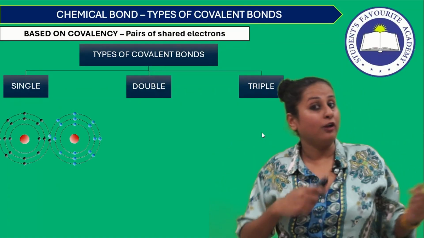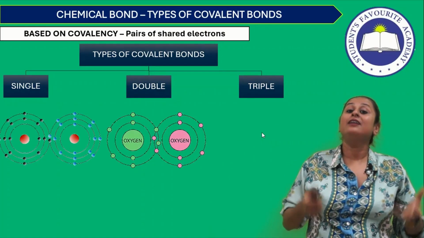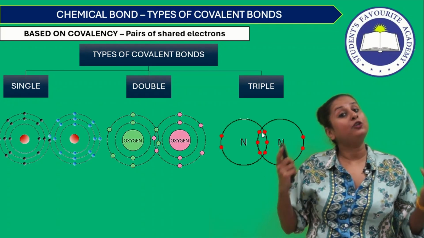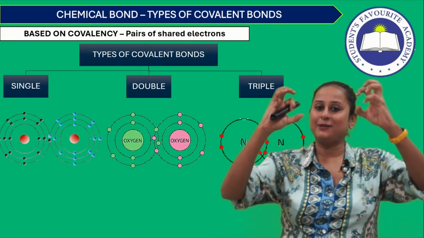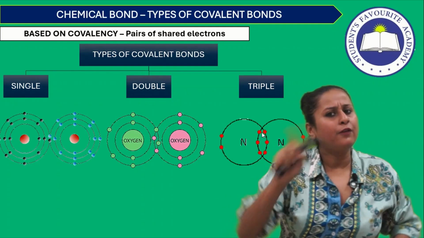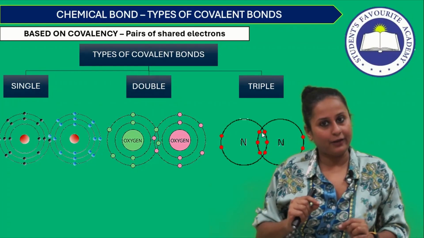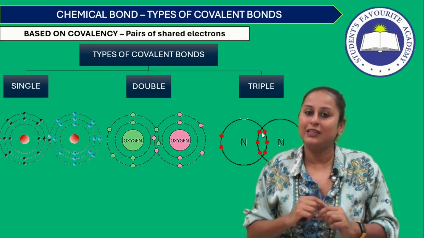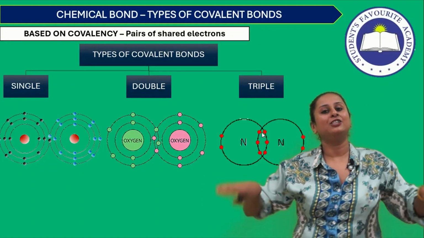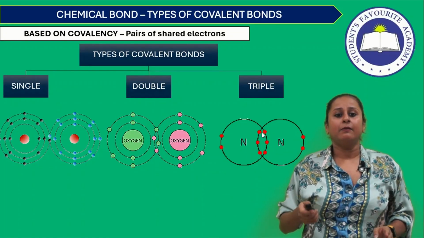Now we see an example of chlorine, the formation of chlorine gas. Chlorine gas is Cl2. That means 2 chlorine atoms came together, both of them required 1 electron each, so they decided to share that 1 electron or 1 pair of electrons with each other, and both of them achieved an octet state.